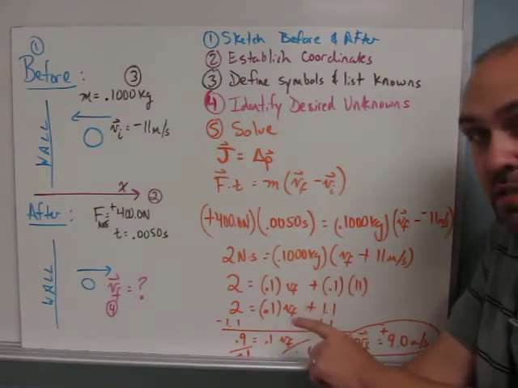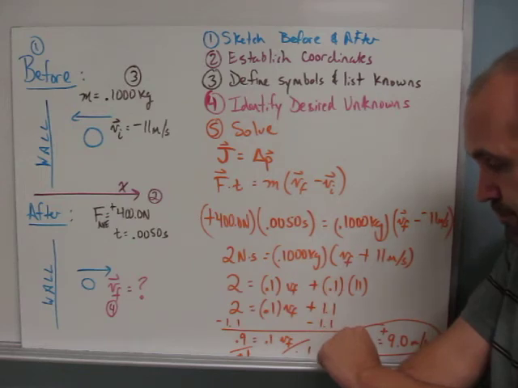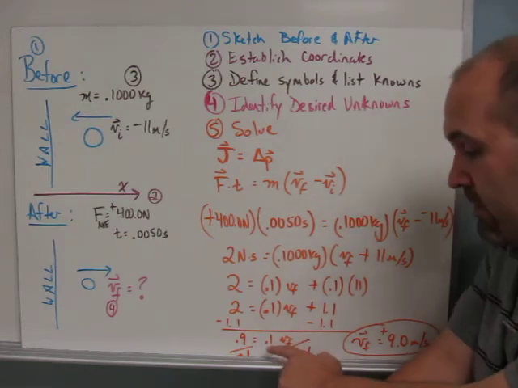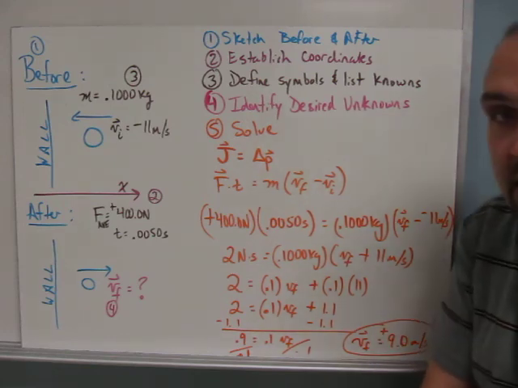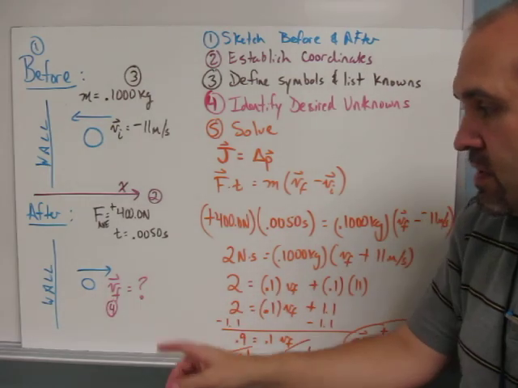So the first thing I did after that was I subtracted 1.1 from both sides. Got 0.9 equals 0.1 VF. And then in the end, I divided both sides by 0.1 to cancel the 0.1 multiplied by the VF. And so I get, in the final analysis, the final velocity is positive 9 meters per second. And it should be positive, it's to the right. And so that makes sense.